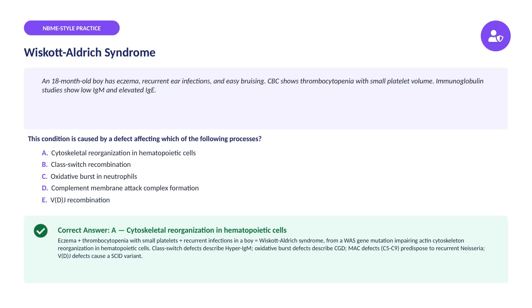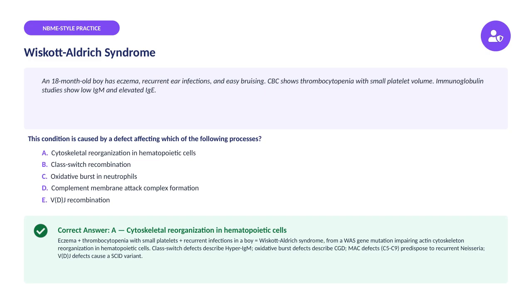An 18-month-old boy with eczema, easy bruising, and recurrent ear infections who has low platelet count with small platelets and immunoglobulin changes, low IgM and high IgE, fits the classic presentation of Wiskott-Aldrich syndrome. This condition results from a mutation in the WAS gene, which impairs the reorganization of the actin cytoskeleton in hematopoietic cells. This cytoskeletal defect disrupts platelet formation and immune cell function, causing the characteristic symptoms.